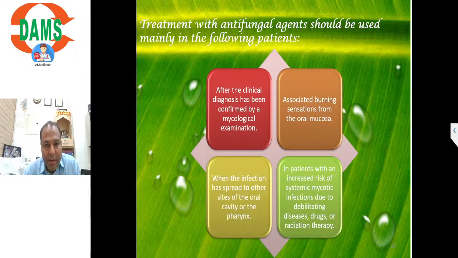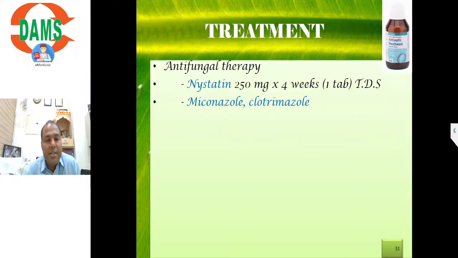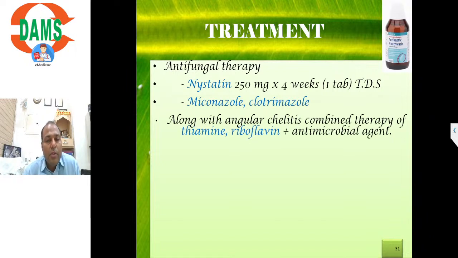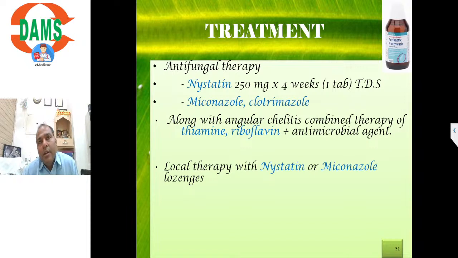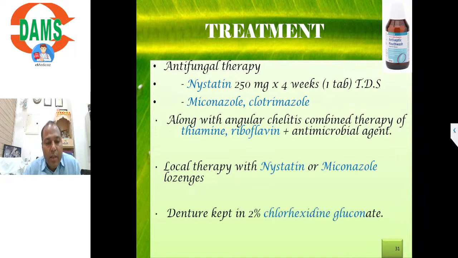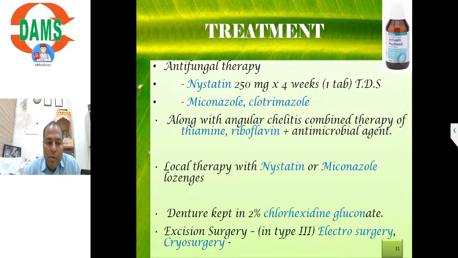Okay, if fungal infection is there, then nystatin, antifungal therapy, miconazole, and other deficiencies can be corrected. There's no problem, you can keep the denture in chlorhexidine. Even the patient can use local antifungal lozenges, like nystatin or miconazole lozenges. The patient can keep the dentures in 2% chlorhexidine solution. And as I told you, in type 3, we can go for blunt dissection, electrosurgery or cryosurgery. Got it, Seema and others? I can see there are 7 people.